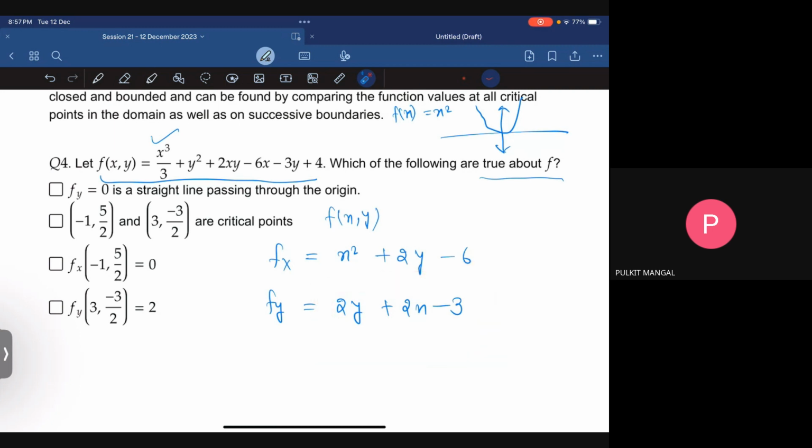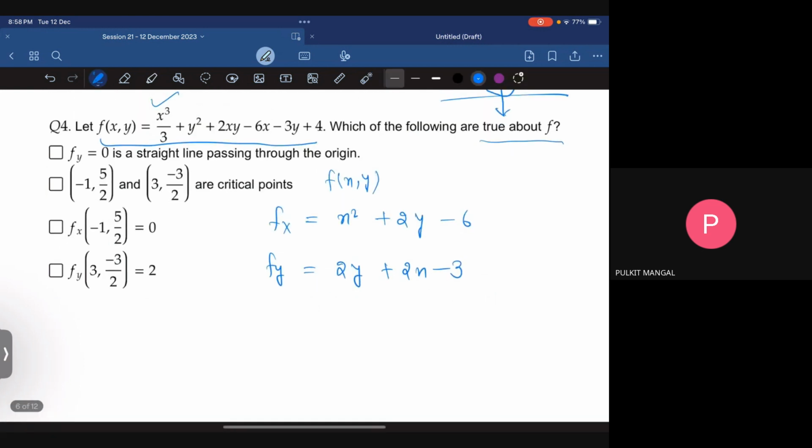If this 3 will not be there, then we can say it would be a straight line passing through the origin. Okay, but it's an affine plane equation. It's translated by one vector. So that's why this is not correct. For the remaining options, we need to basically equate my partial derivatives to 0.